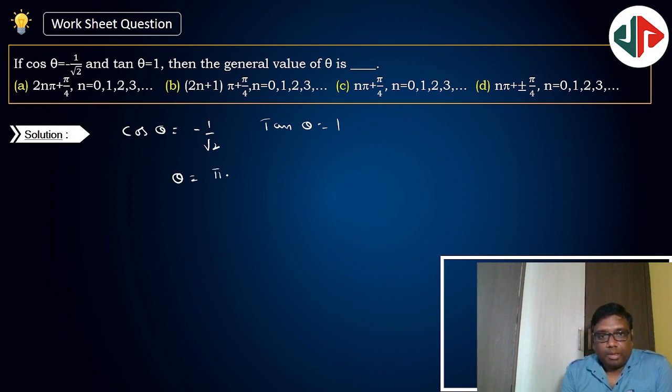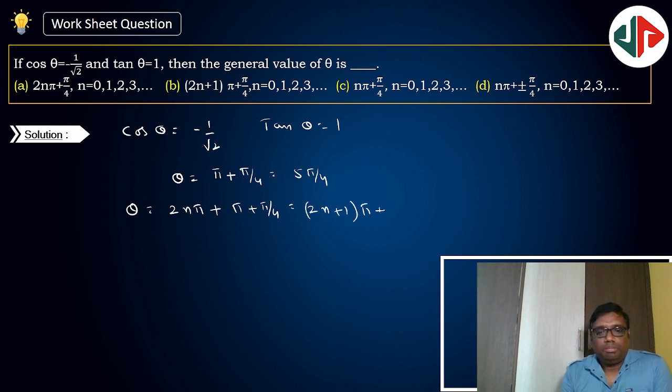Plus, in the cos function, where we will get 1 by 2, pi by 4 only. So your answer is 5 pi by 4. So what does the general solution mean? Only one value will exist, 2n pi plus pi by 4. So that is why your answer is (2n plus 1) times pi plus pi by 4, where n belongs to the integers. N is equal to 0, 1, 2, 3, 4.